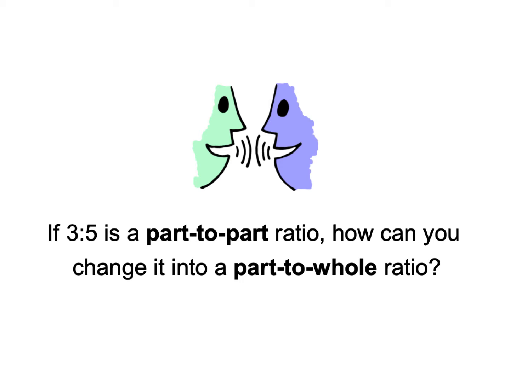So basically what we're going to look at is, if 3 to 5 is a part-to-part ratio, how can we change it to a part-to-whole, which is what we're going to be looking at in a few problems that we're going to do today.